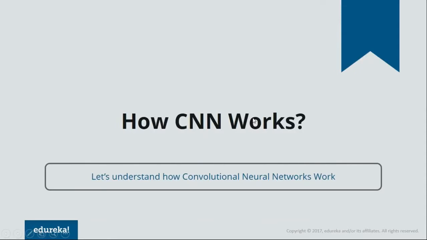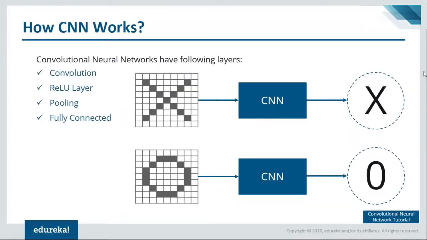So now let us understand how exactly a convolutional neural network works. Generally a convolutional neural network has 4 layers: convolution layer, ReLU layer, pooling layer, and fully connected layer. We'll understand each of these layers one by one. We'll take an example of a classifier that can classify an image of an X as well as an O. With this example, we'll be understanding all these 4 layers.